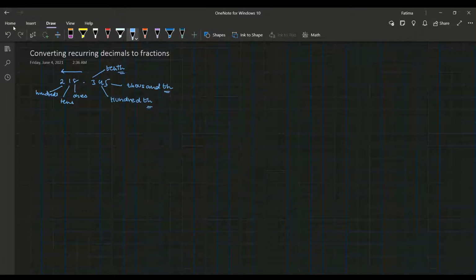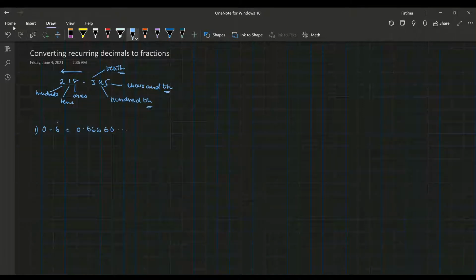So to start off with a very simple example, many of you might be familiar with the recurring decimal 0.6 recurring. This dot at the top represents that this digit is what is constantly repeating. So if you see this number, it means 0.66666 and so on.